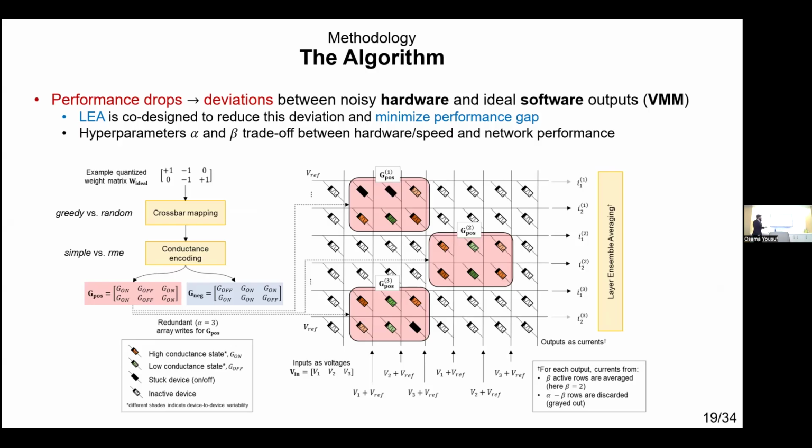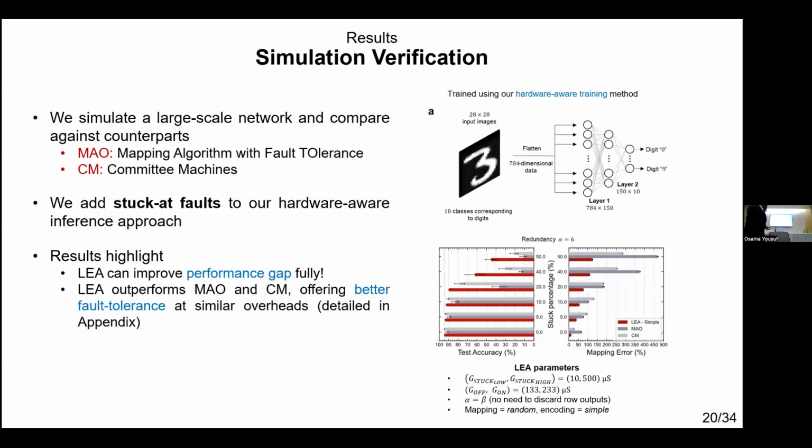And we have 2 modes in this layer ensemble averaging algorithm for the mapping operation. You can either do it in a greedy fashion or a random search fashion. And then for the encoding phase, again, we have 2 particular modes, where the first is just simple encoding, and the second is RME, which stands for reduced mapping error. But the core idea here is that instead of mapping your conductance matrices a single time, you can map them redundantly to different blocks or different areas on your crossbars, and then selectively average current outputs, making sure that the outputs you're considering for the averaging process are better compared to the overall device distribution.